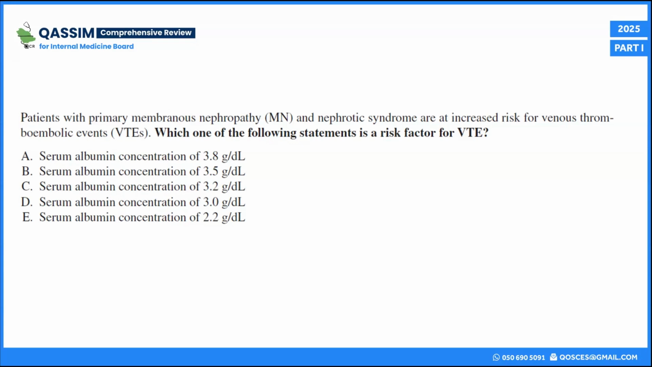3.8 is normal albumin, and 3.5 is normal. So there is no indication to give the patient prophylactic anticoagulation for thromboembolism for this hypoalbuminemia.